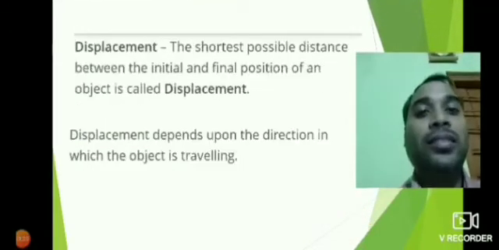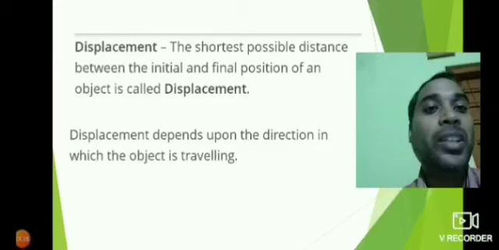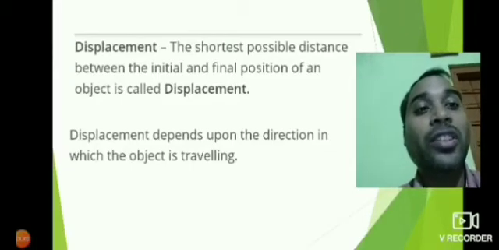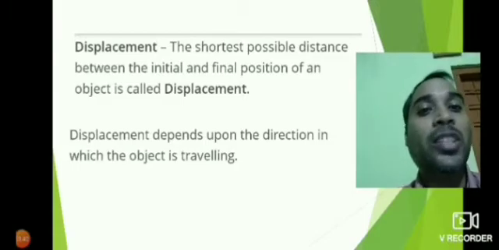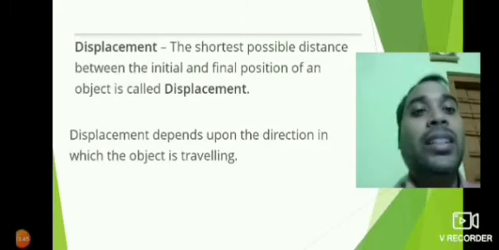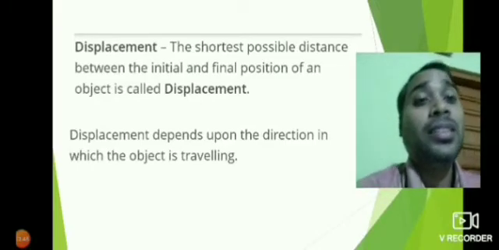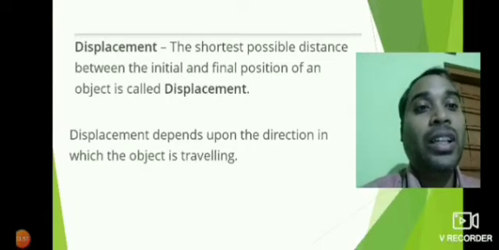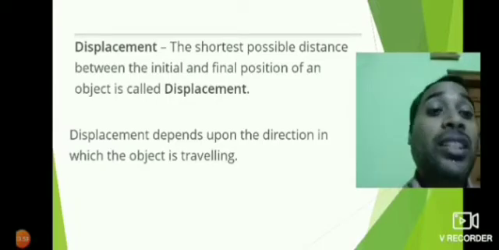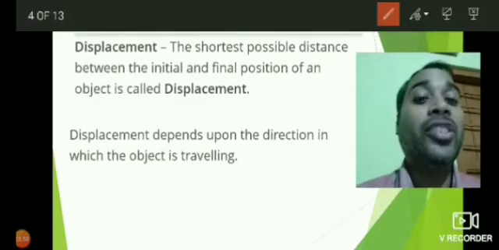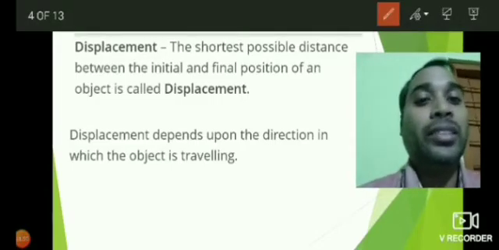Next, okay, so what is displacement? The shortest possible distance between the initial and final position of an object is called displacement. So what is the difference now between distance and displacement? Here displacement is the shortest possible distance between the initial and final position of an object. Displacement depends upon the direction in which the object is traveling. So here we have to consider the direction of the path, the direction in which the object is traveling.